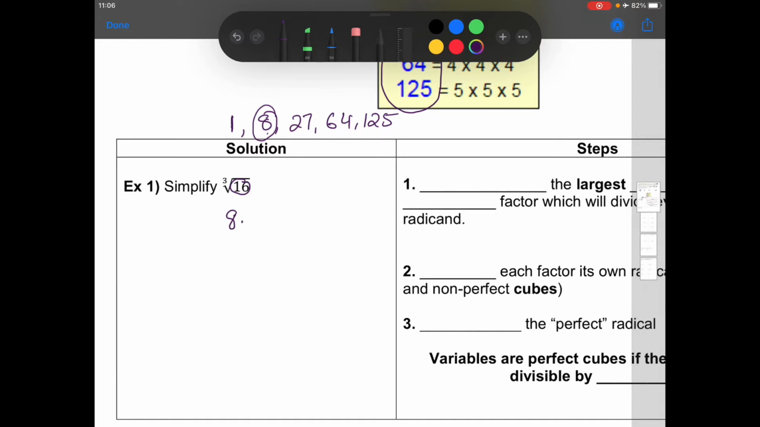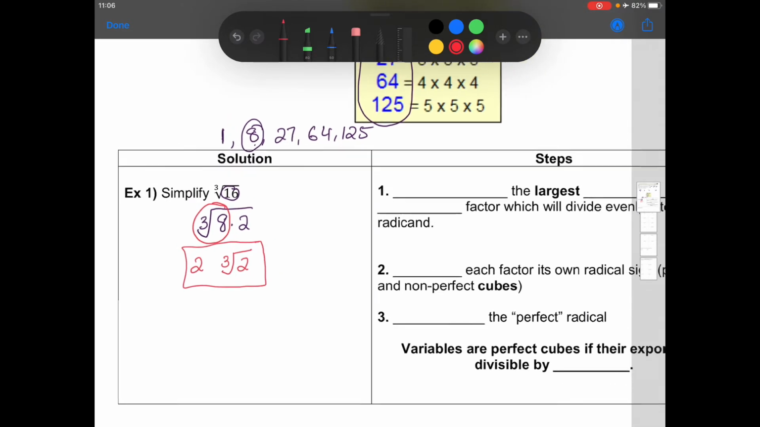So I'm going to break it down into a factor of a perfect cube and the other number. Now what is the cube root of 8? The cube root of 8 is 2, and 2 is not a perfect cube, so it stays under the radical. So this is how you simplify cube roots.